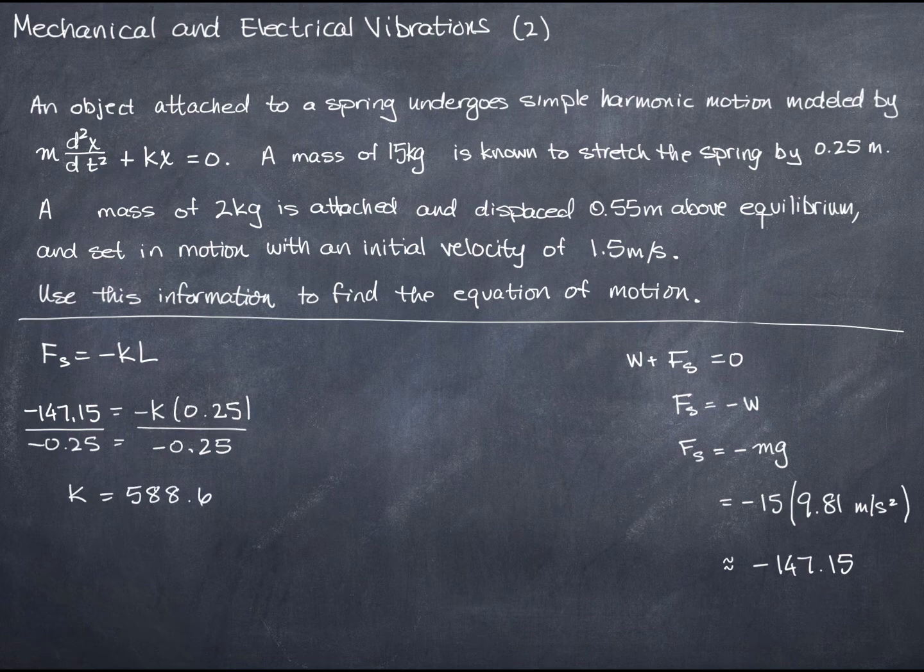Now, once I have this value, it's fixed for this situation, right? I now know what k is. I know what goes in that spot. No matter what my masses are, no matter what my displacements are, k is set. It's 588.6. So I'm going to rewrite this differential equation. I'll use that shorthand, just x double prime instead, but I'm going to replace k with 588.6.